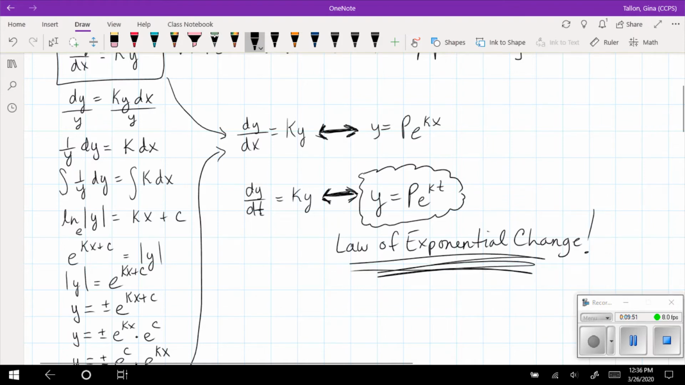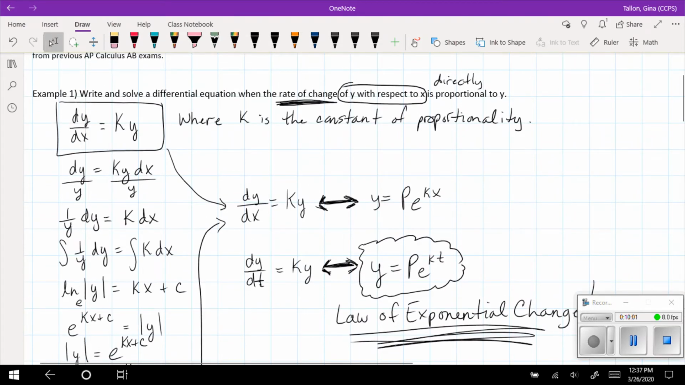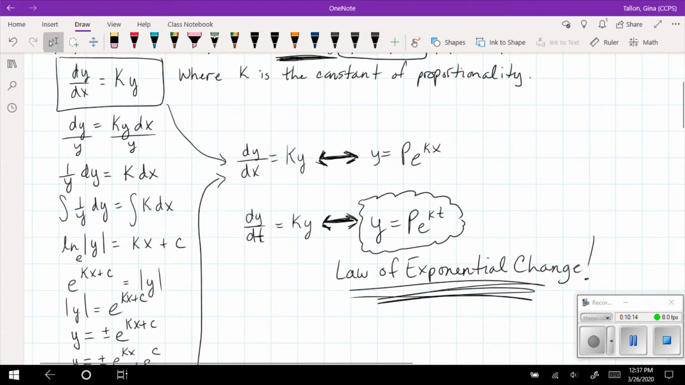And that is going to end this first example here. This is really cool because anytime a question gives us the fact that the rate of change of a value with respect to time is directly proportional to that value itself, instead of going through and writing a differential equation and solving the differential equation, we can just jump to the law of exponential change, which is going to be super cool.